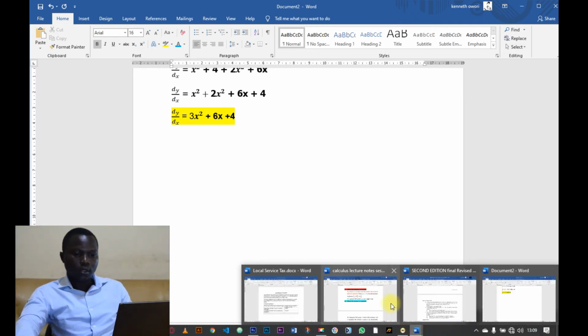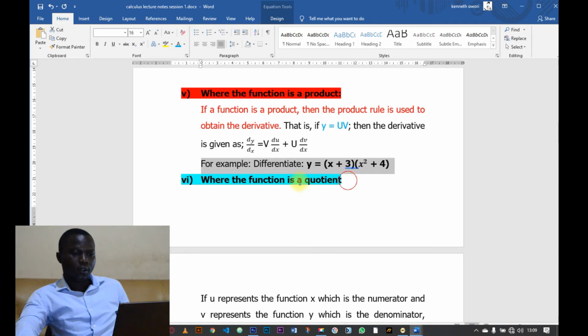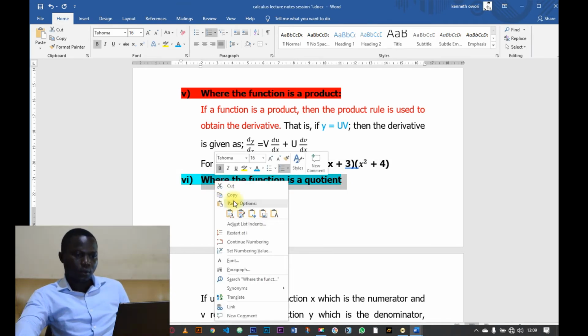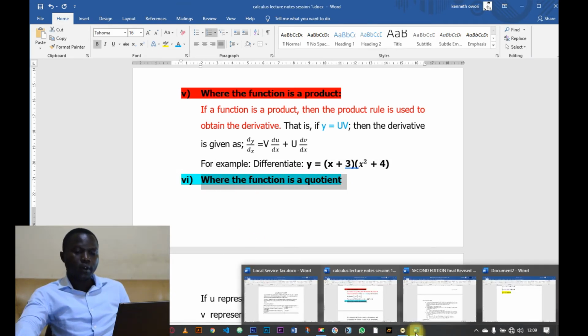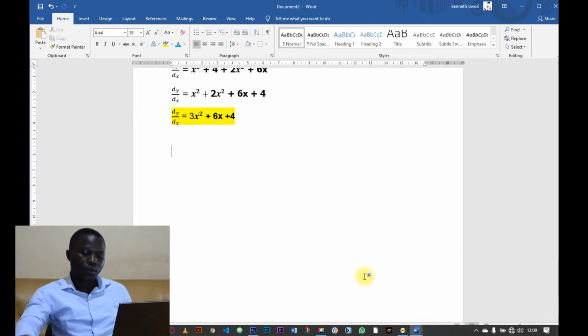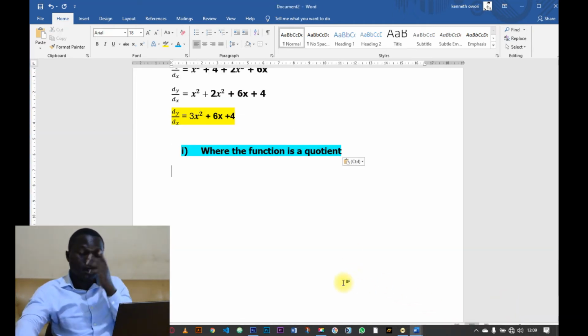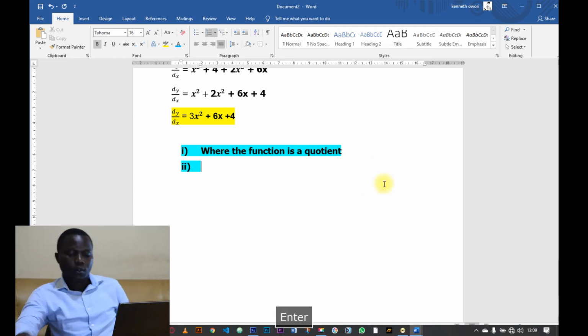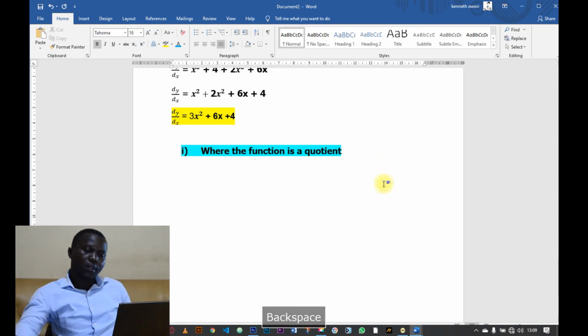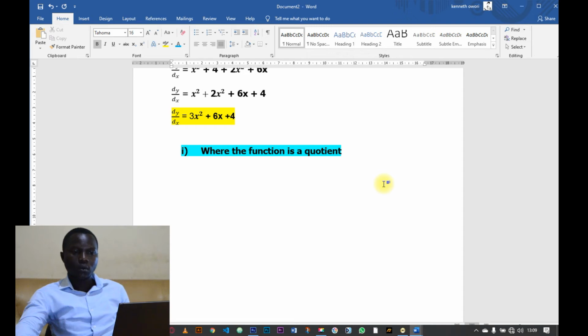So our next rule is where the function is a quotient. So how do we find the derivative if a function is a quotient? A quotient is a result of division. Whenever we divide expressions, the result we get is called a quotient. So we differentiate a fraction using the quotient rule, as we are going to observe.